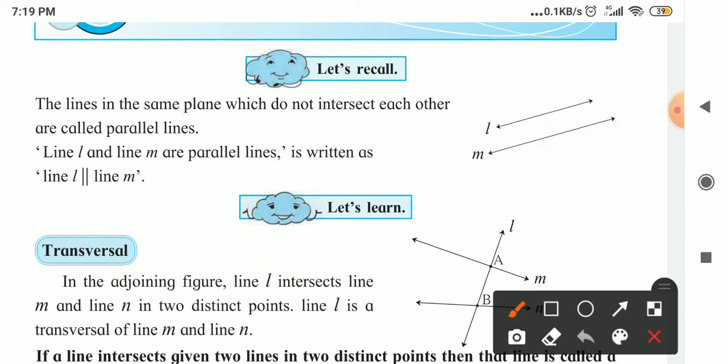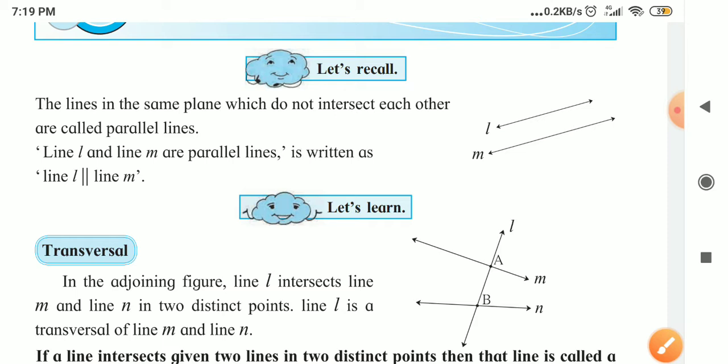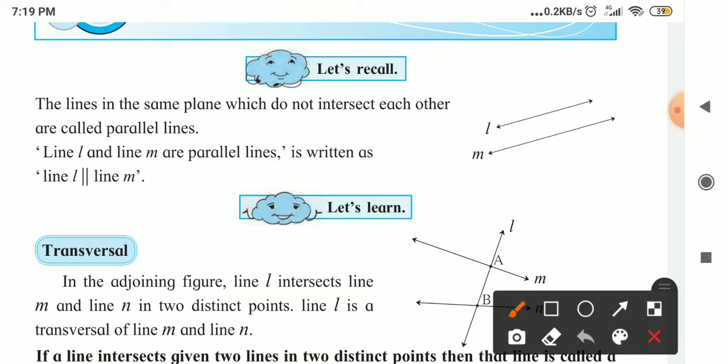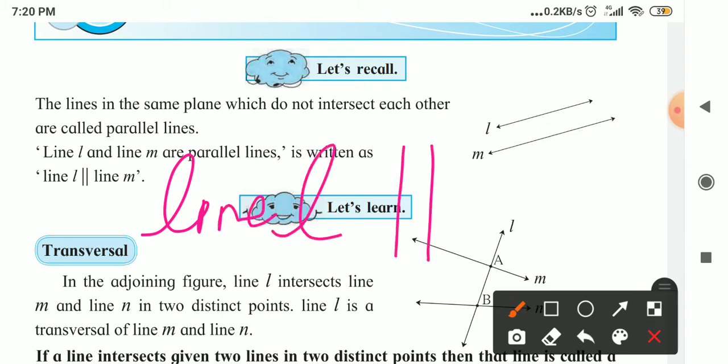Okay, so here it is given that line L and line M are parallel lines, and it is written as, how to write this? If line L and M are parallel to each other, we have to write line L, then this is the sign of parallel. Two parallel lines we have to show. Line L is parallel to which line? That is line M. So here you have to write line M. Okay, so that is the way of writing the lines which are parallel to each other.